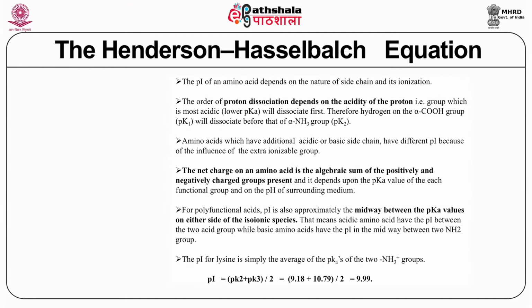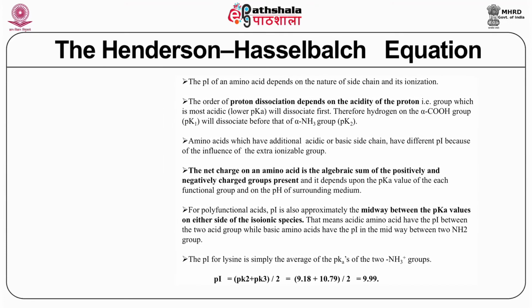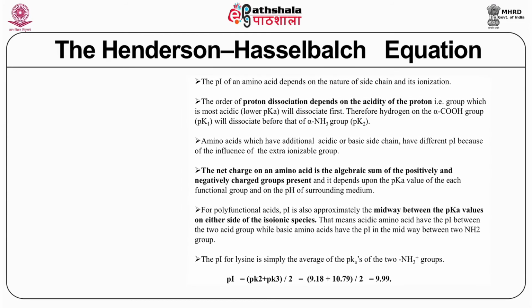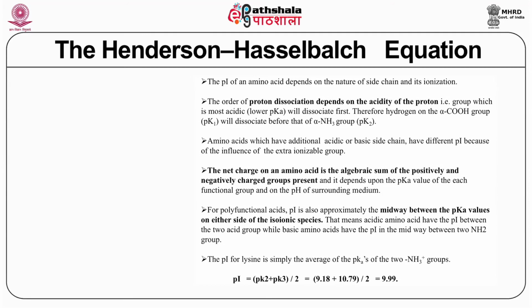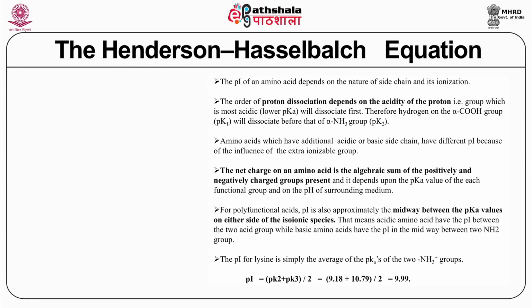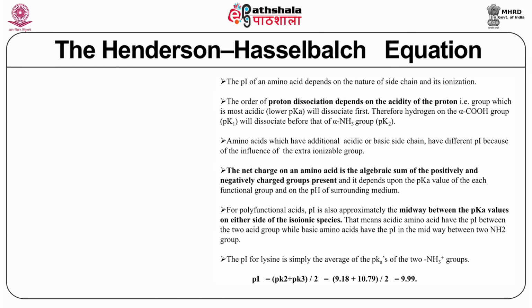Please remember that if there is an additional basic group, it is the two basic groups that contribute to the pI, whereas with an additional acidic group, it is pK1 and pK2 that decide the pI of that particular amino acid.